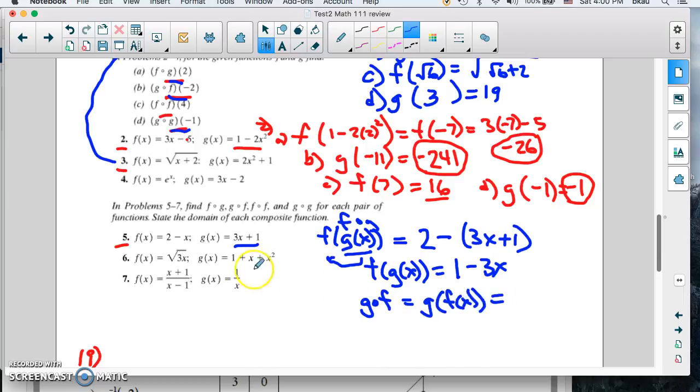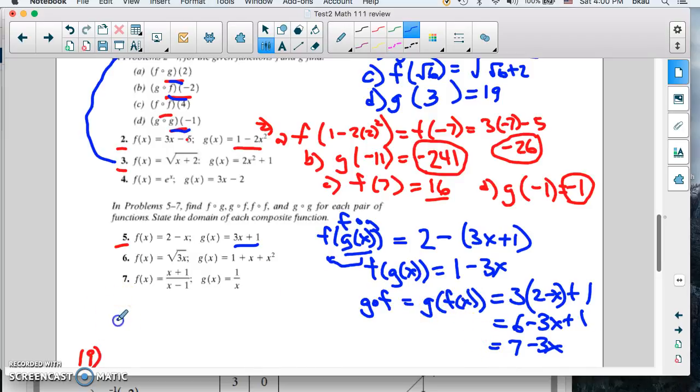All right, then g of f is the same as g of f of x. We're going to take f of x, that's this one, and plug it in here. So we have 3 plugging in the 2 minus x for x. Right here, you're taking the 2 minus x, plugging it in there. So that's going to be 6 minus 3x plus 1, which is going to be 7 minus 3x. That's g of f of x.